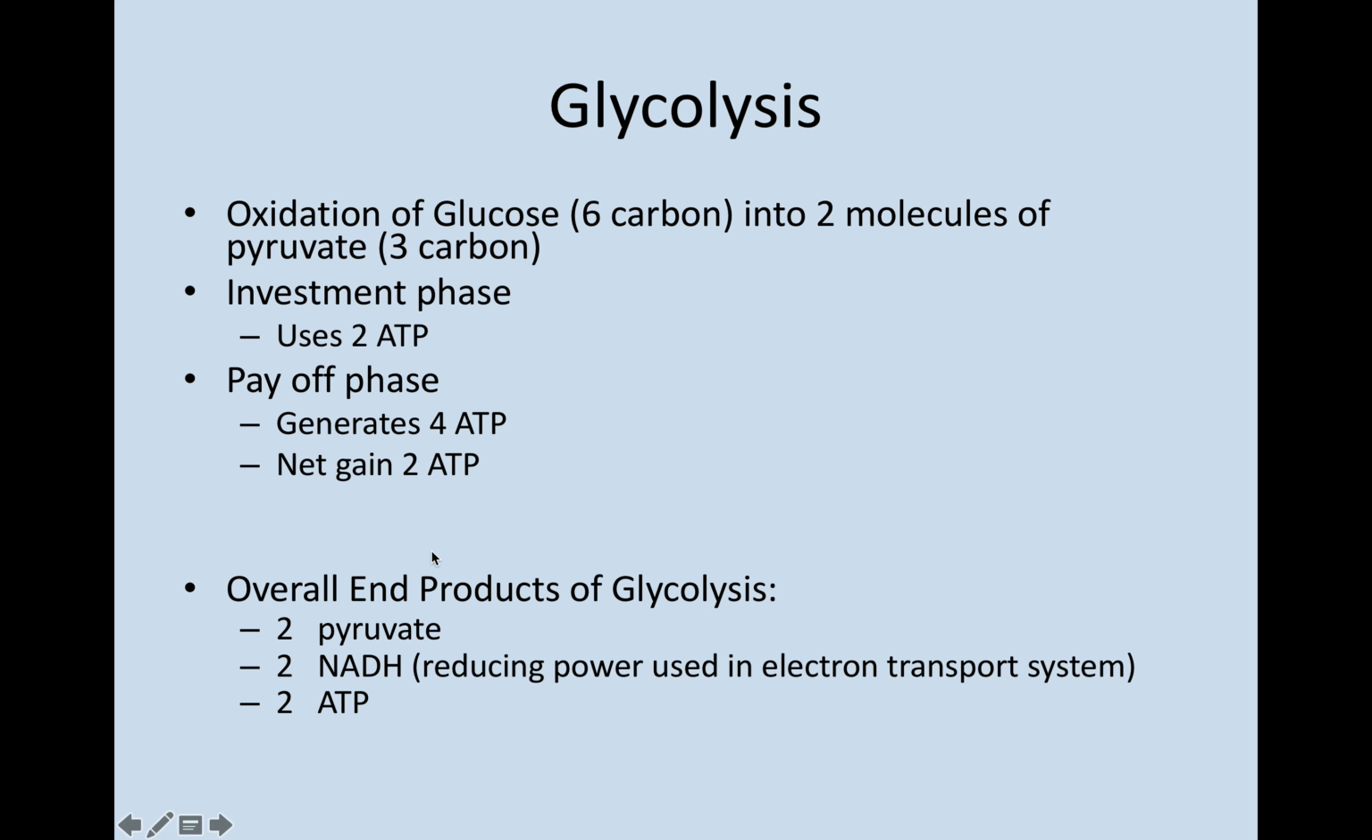The end products of glycolysis are 2 pyruvate or pyruvic acid, which are the 3-carbon molecules. You're going to get 2 NADH and 2 ATP. Okay, so that's the net gain. The NADH is the reducing power that's created when glucose is oxidized. So glucose is going to be broken down, it's oxidized, and those electron carriers, the NAD+, are going to be reduced and make NADH.